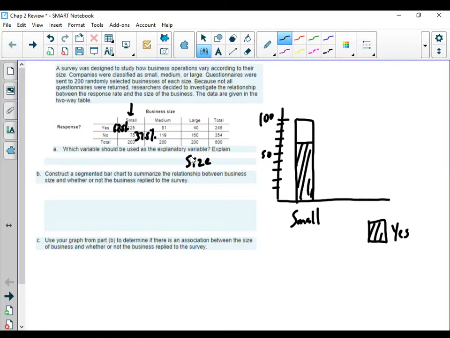you want a key then. So for mine, I made the stripes yes and the open part no. So you do that for each one, and that would be your segmented bar chart. You'd want to make sure that you had a title of some sort, depending on what you want to call it.